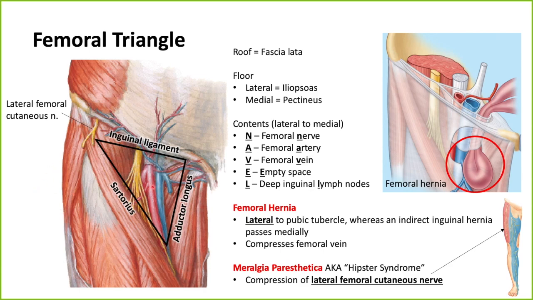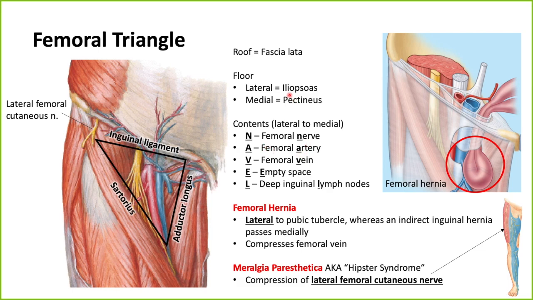Then on the inside, our contents are going to be NAVEL. So we're going to start with the nerve: femoral nerve, femoral artery, femoral vein, then E is for empty space, and L is for the lymph nodes, which you don't see in lab. When I was first learning this, I couldn't remember which one was lateral and which was medial. The way I remember it is there's got to be an L on both sides. The lymph is on the medial side, since the L in NAVEL is the lymph nodes, whereas the lateral portion is going to start with that femoral nerve.